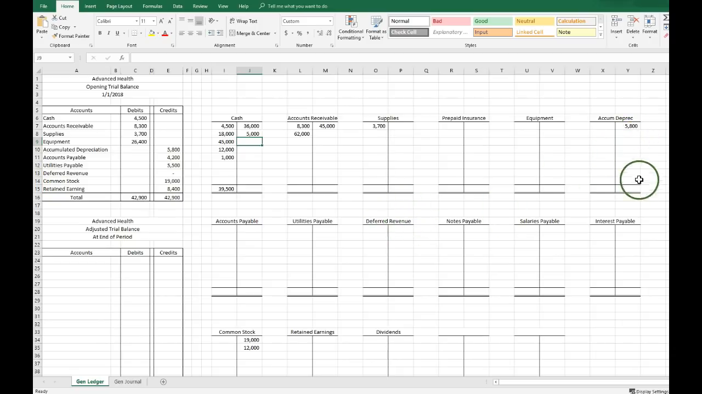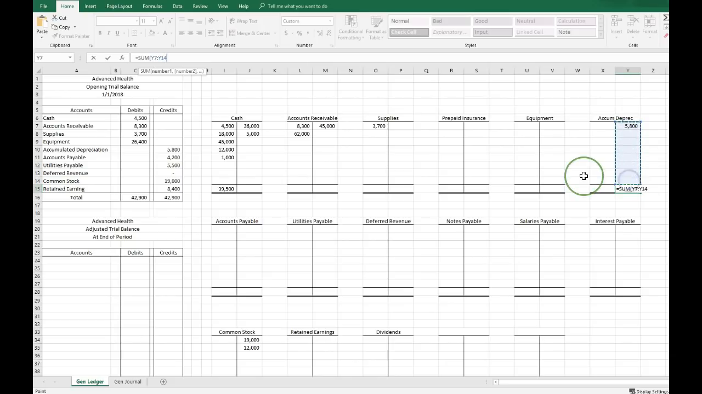Now on the credit side, make sure you get the total correct. What you want to do here is go equal, sum, open parentheses, and you want to have this side, close parentheses, minus the sum of the other side, close parentheses, and hit enter. Of course, we only have one beginning balance here, so nothing changed.